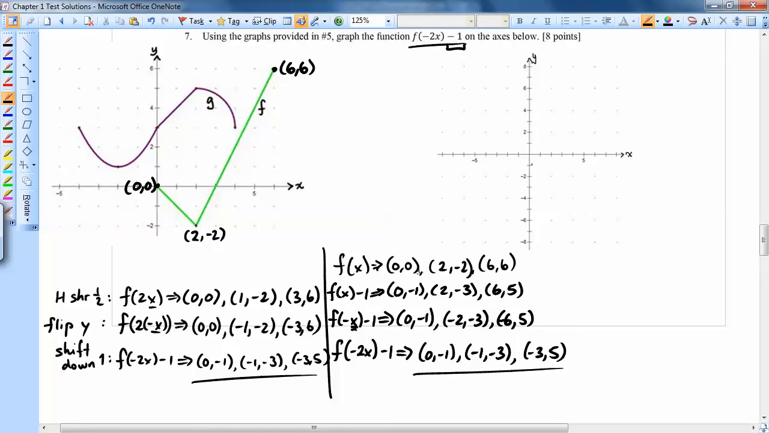So anyway, when you plot those points, here's (0, -1), here's (-1, -3), and here is (-3, 5), and it looks like this.